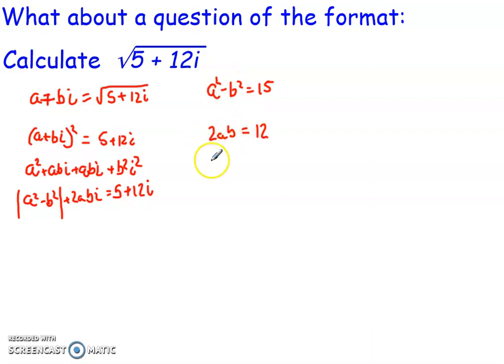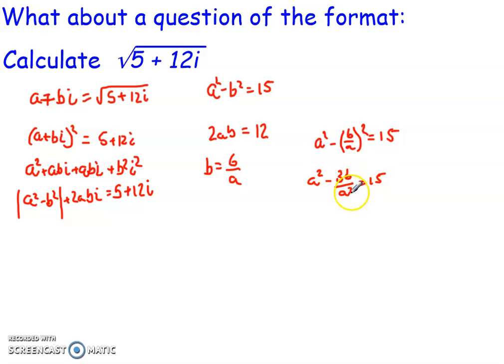So let's imagine I take this and I rearrange it so that I get b equals 12 divided by 2a, so I get 6 over a. What I can then do is take this and substitute it into here, and what I then have is a squared take away 6 over a all squared is equal to 5. What I'm then able to do is rearrange that and see what I get. So I get a squared, 6 squared over a squared, take away 36 over a squared equals 5.